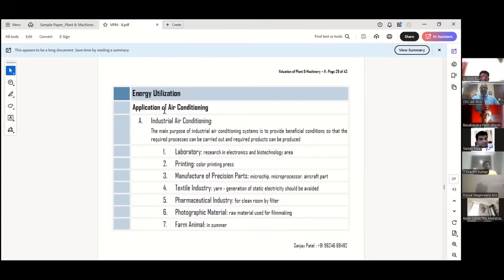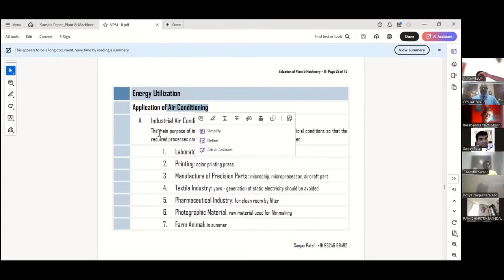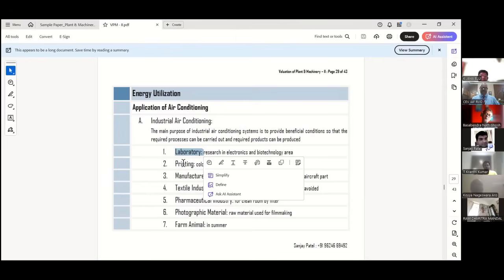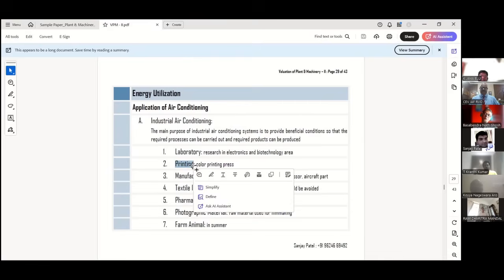Same with air conditioning. The main purpose of industrial air conditioning systems is to provide suitable conditions so that the required process can be carried out and the product produced. So in all the laboratories in industry, you will find air conditioning. In printing industries also, you will find air conditioners. Why? To avoid quick drying of the ink.